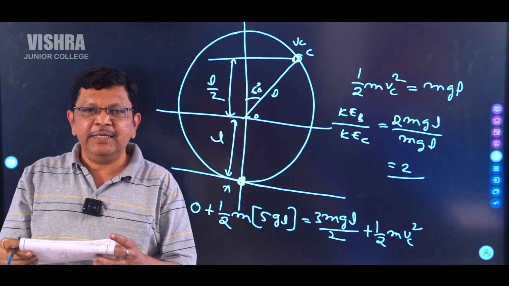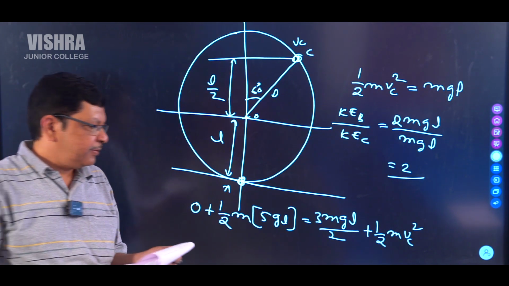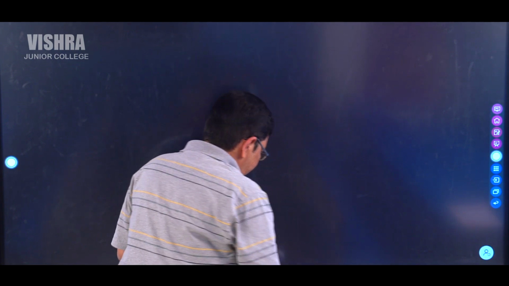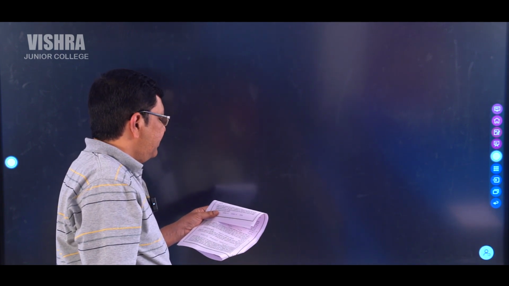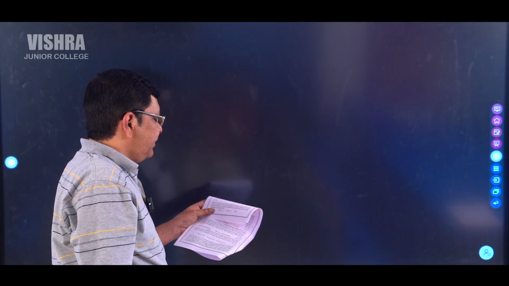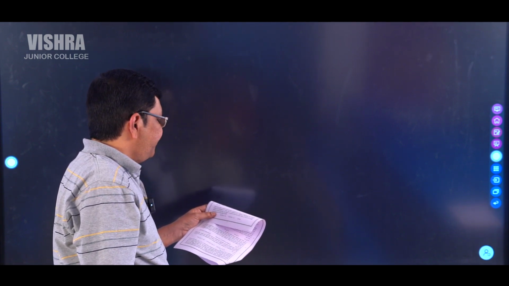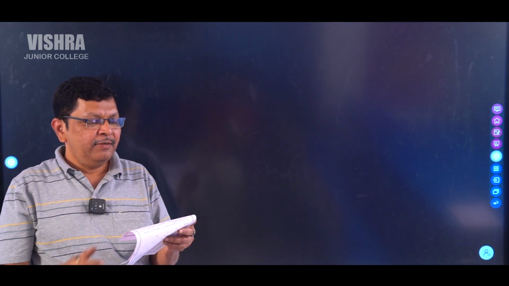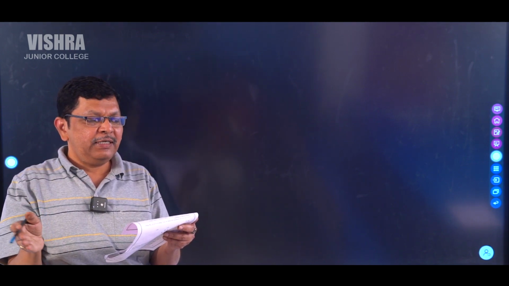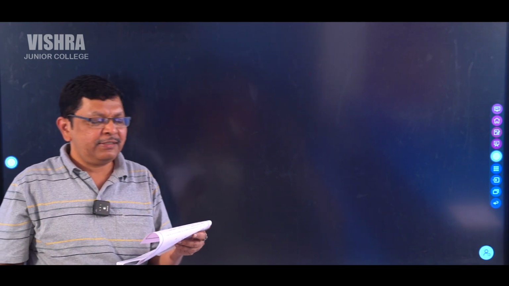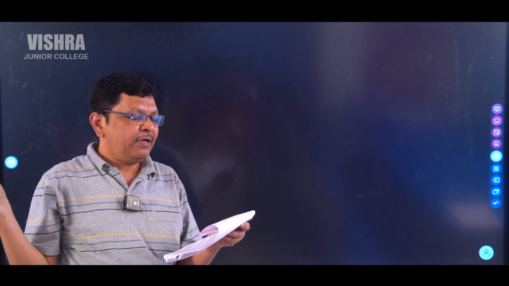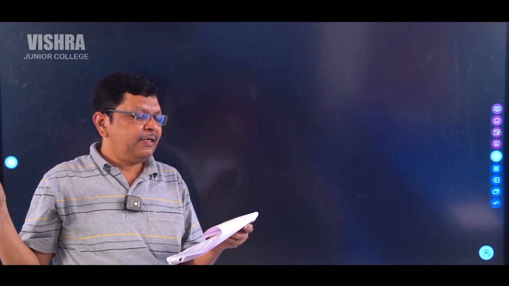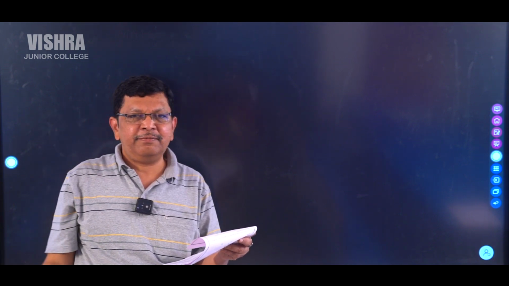The next question is related to geometrical optics. In this question, it is given that there is a thin convex lens made of glass, refractive index mu, and each surface having radius of curvature capital R. One side is polished so that light will suffer complete reflection. At what distance from the lens on the optic axis should an object be placed so that the image is formed finally on the object itself?